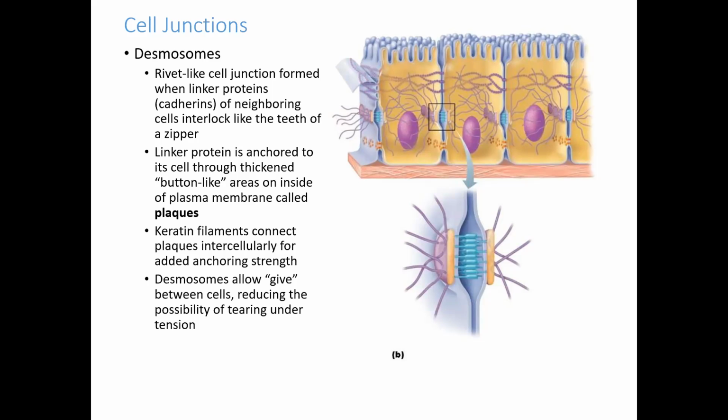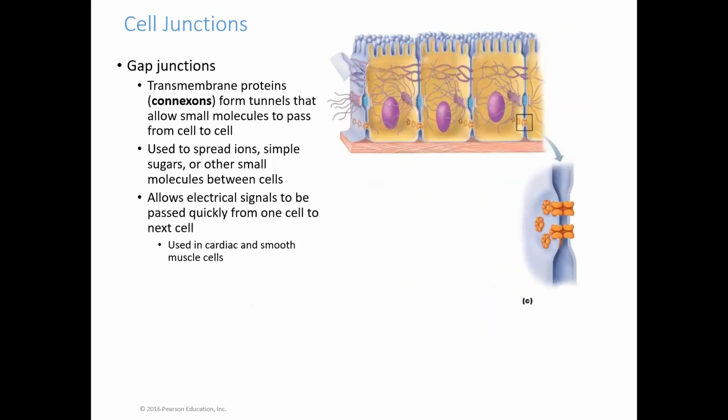So we hold the cells together with desmosomes. We have the great strength of being held together, but the keratin fibers that run between them give. They're flexible because when the heart contracts, every muscle cell in the heart has to contract at the same time. So we have great strength there.